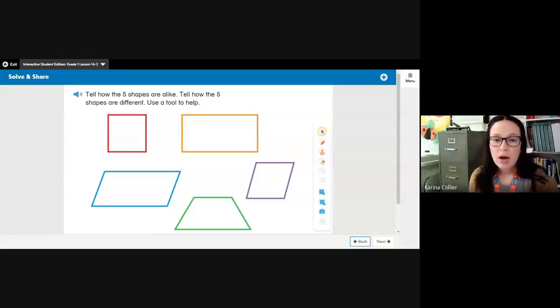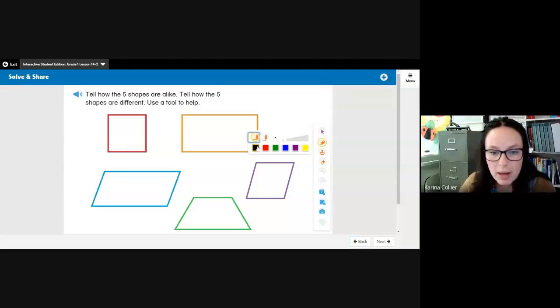If you need to pause me at any time to go get your workbook, please do so before we get started. So we are starting on page 561. I'm going to be using my computer, so my tool might be a little bit different, but just follow along the best you can.